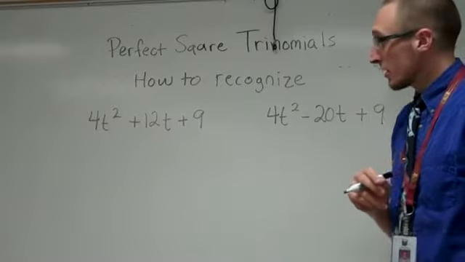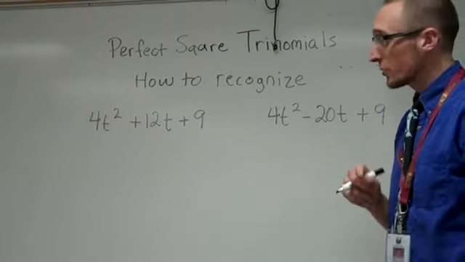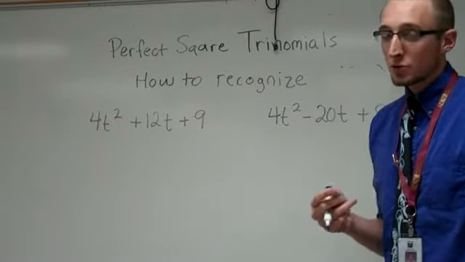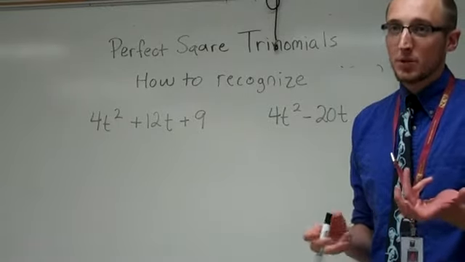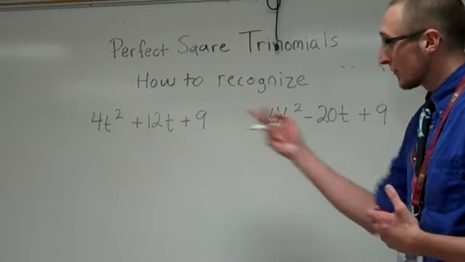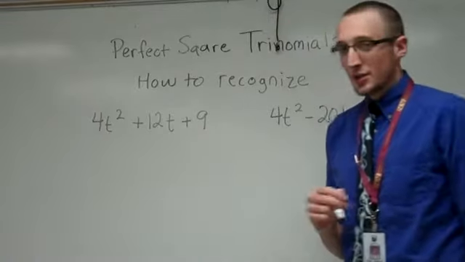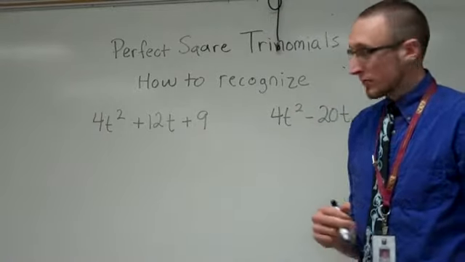Taking a look at these two examples, there are two main requirements for it to be a perfect square trinomial. The first requirement is that the first term and the last term both have to be perfect squares, which basically means you have to multiply the same thing times the same thing to get that result. So taking a look at the 4t squared and the 9, the first term and the last term, this does meet the requirement for that first step.